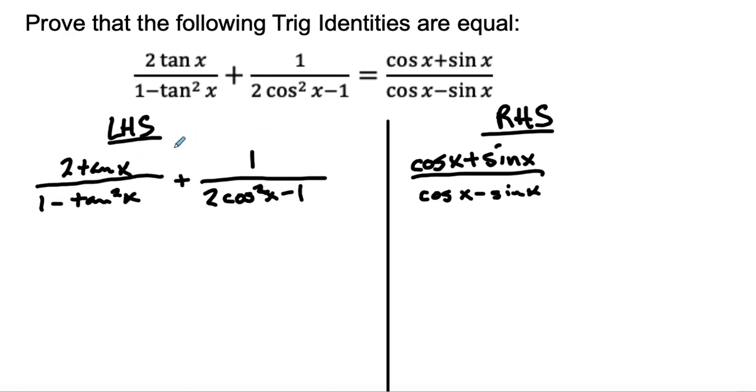Okay, there are a lot of things happening here, but the first big clue is that when I look at this 2 tangent x over 1 minus tangent squared x, that's actually the double angle tangent trig identity.